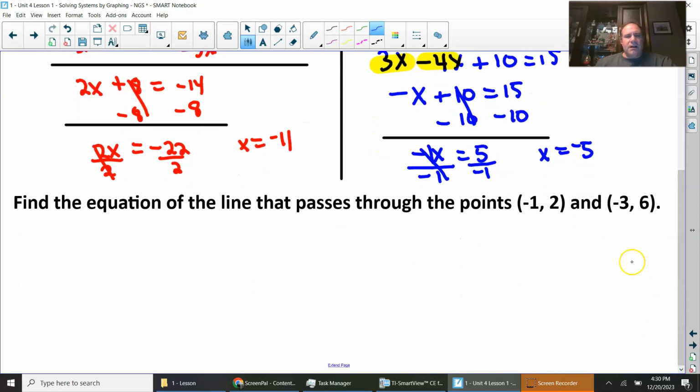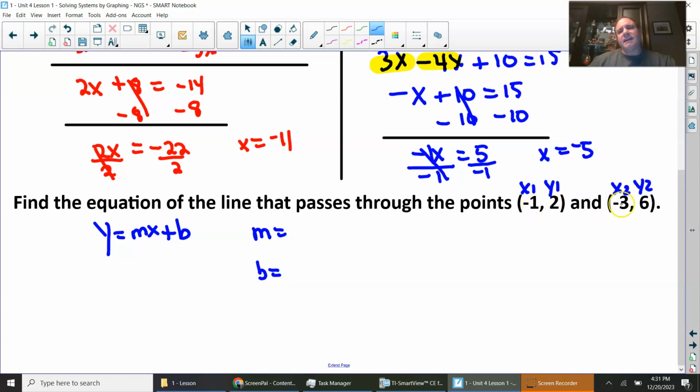For this one right here, it says find the equation of a line that passes through the points -1, 2 and -3, 6. I don't want you to get confused about what they're asking you to do. They're just asking you to find the equation of a line that passes through those points. So the first thing that you have to do is label x1, y1, x2, y2. Remember, the equation of any line is y equals mx plus b. That is the equation in slope-intercept form. That's what everything boils down to, slope-intercept form. So you need the slope and you need the y-intercept.